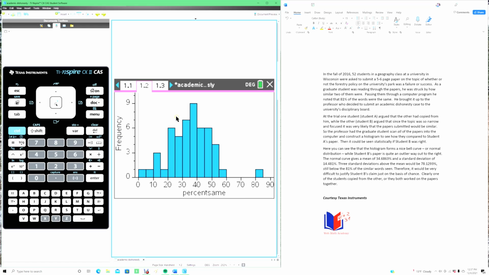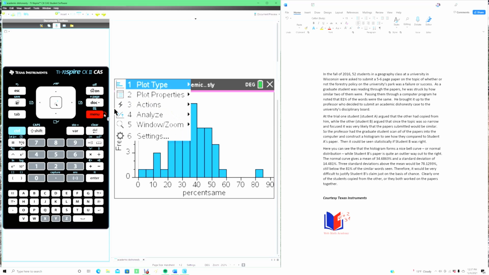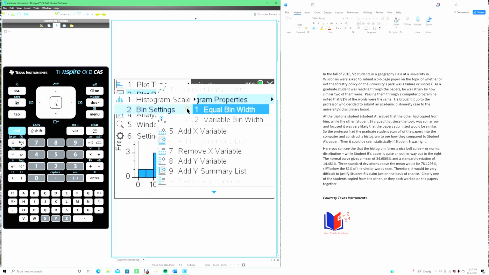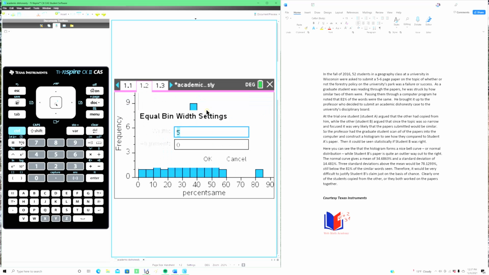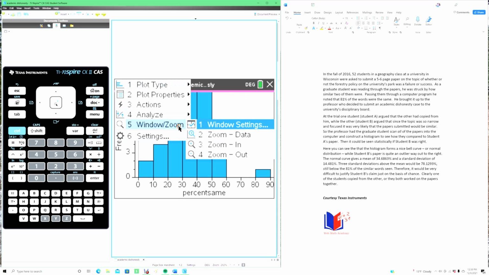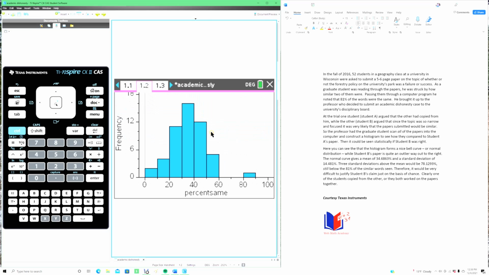We would like to make that 10%. So we go to Menu again, Plot Properties, Histogram Properties, Histogram, and then bin settings. We want equal bin width, and like I said, we want 10. That would be 10% for each category. Okay, and there we have it. Unfortunately, it's outside the bounds of the graph. We can't see it. So we go back to Menu, Window Zoom, Zoom Data. There. Now that's the graph that I showed you before.